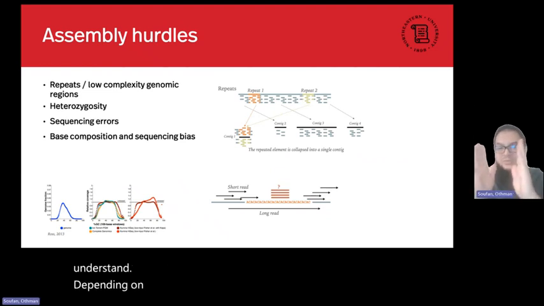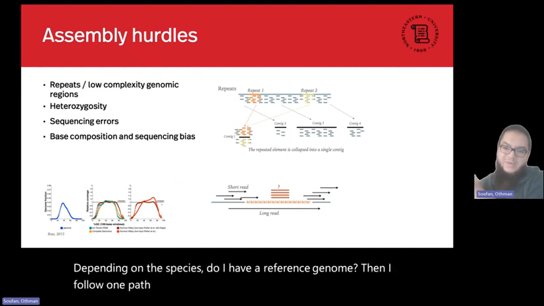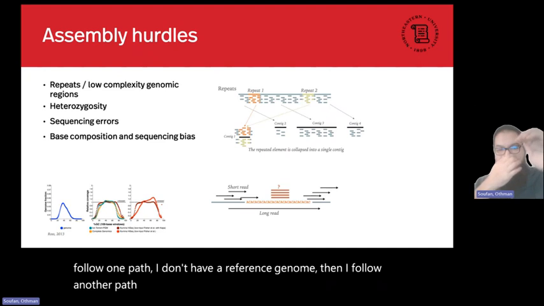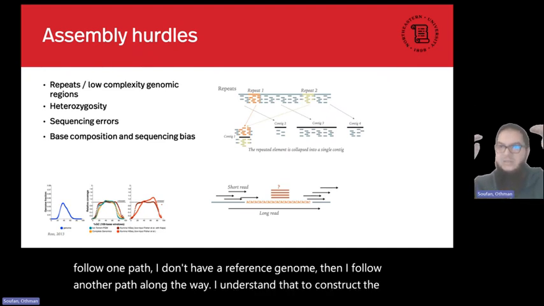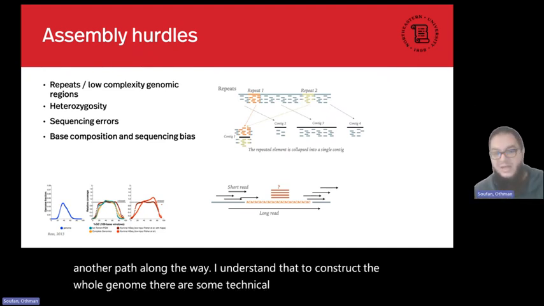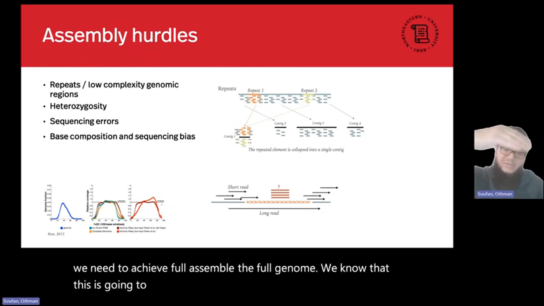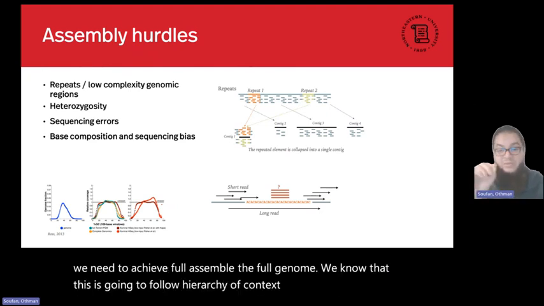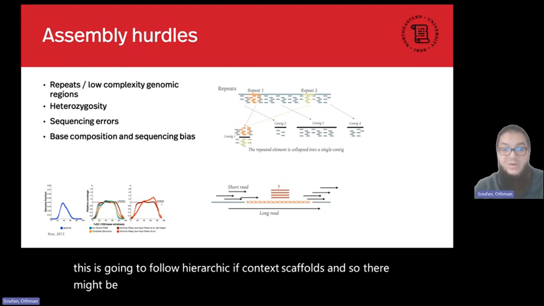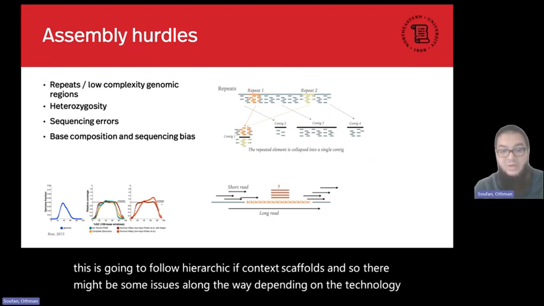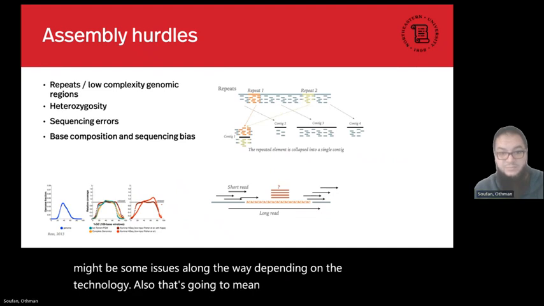Depending on the species, do I have a reference genome, then I follow one path. I don't have a reference genome, then I follow another path. Along the way, I understand that to construct the whole genome, there are some technical challenges, of course. So we need to assemble the full genome. We know that this is going to follow a hierarchy of contigs and scaffolds. And so there might be some issues along the way. Depending on the technology, that's also going to mean different things.